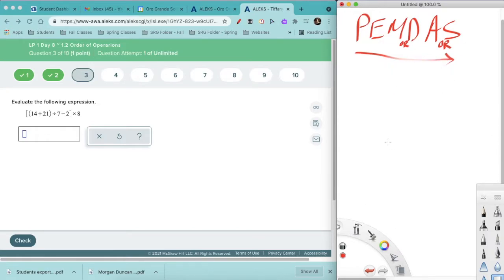Okay, so now we are being given some parentheses. 21 divided by 7 minus 2 times 8. Oof, I don't like that x. Times 8. Okay.